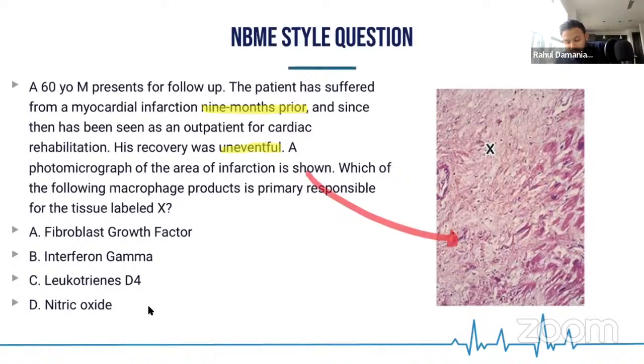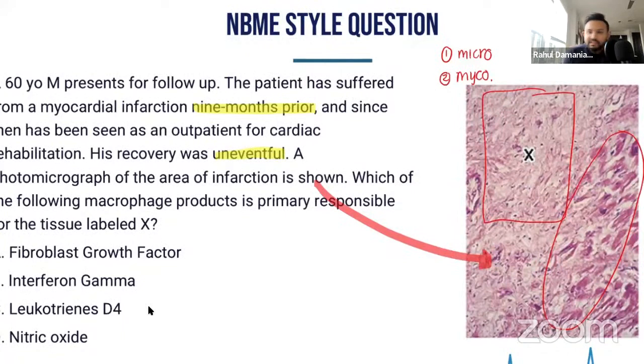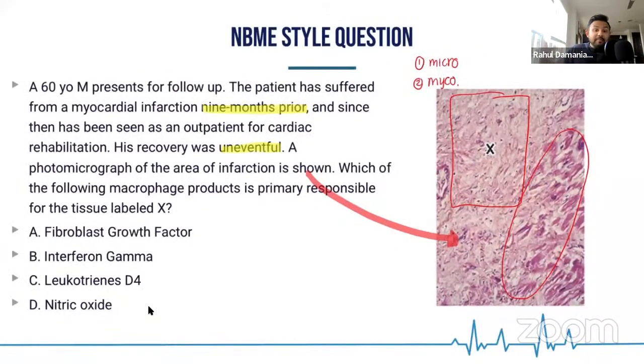So let's go through it here. We have a photomicrograph of the myocardium. So this is going to be a microscopic pathology of the myocardium. And I'm going to look for normal, abnormal, or asymmetry. And we see that these are the cardiac myocytes. And then you have this kind of collagen-like or connective tissue substance that is going to be marked by X. And when you're 9 months out, something to consider is fibrosis tissue, because that's a chronic change in tissues that don't regenerate. So which of the following macrophage products is primarily responsible for the tissue labeled X?